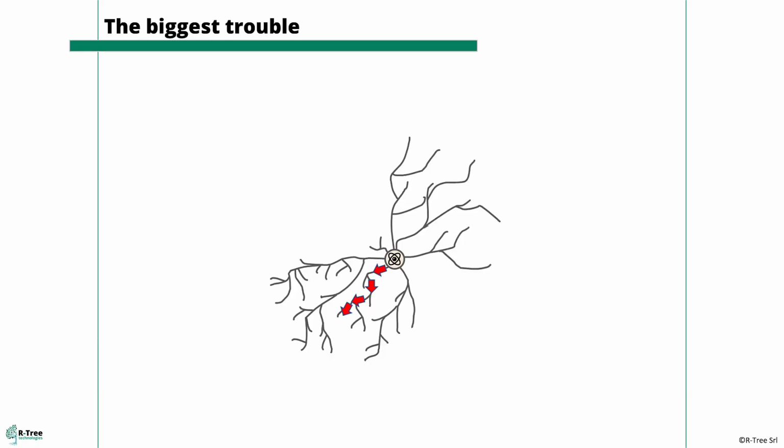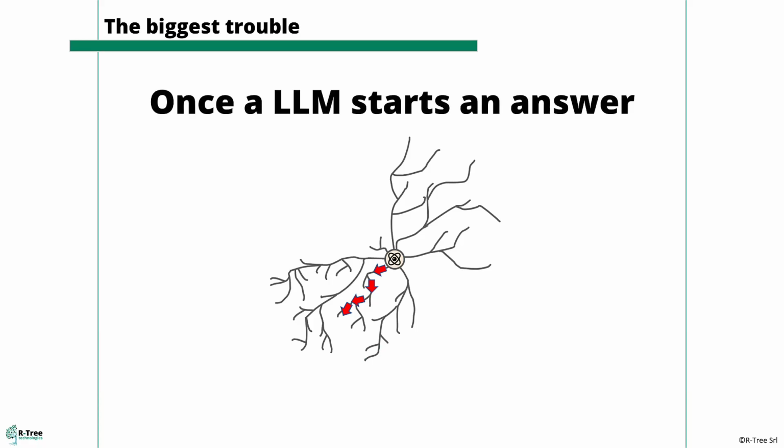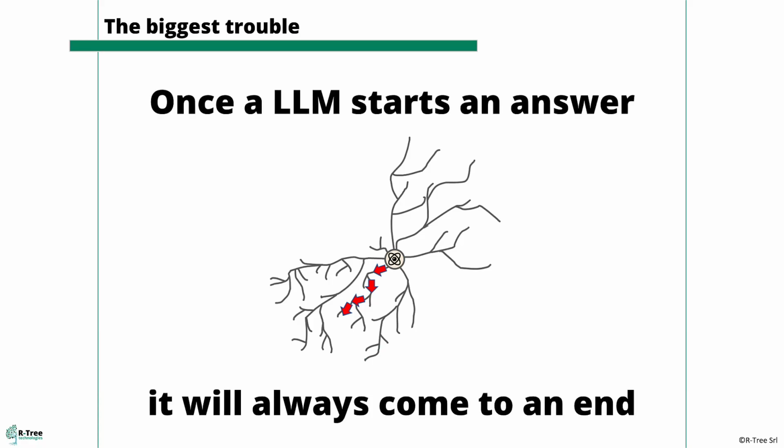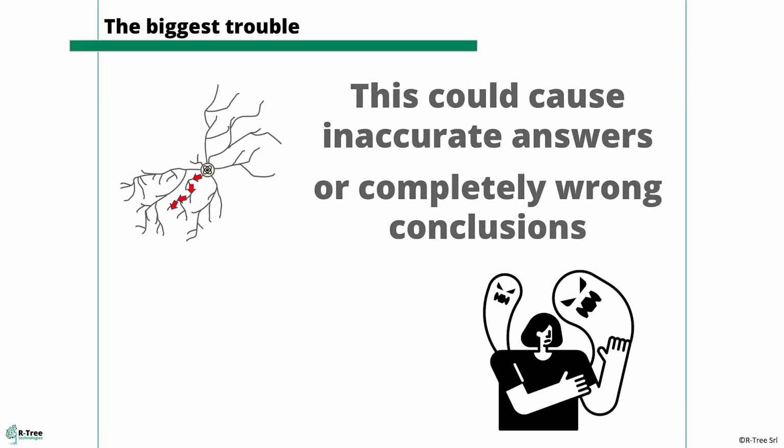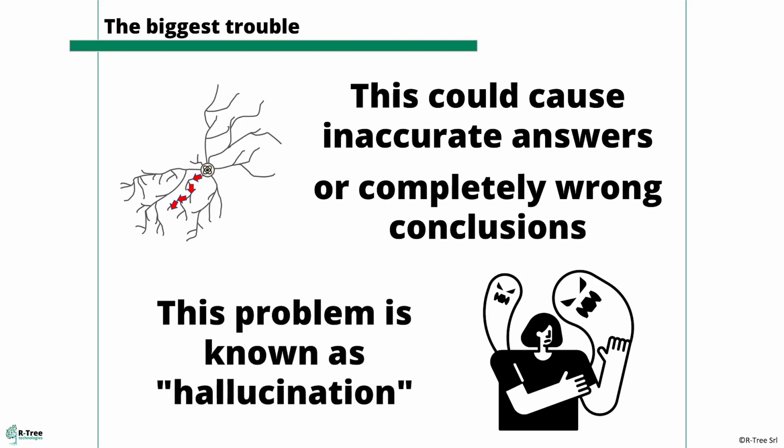We cannot overlook an important critical point of this technology. In fact, the biggest trouble for an LLM is that once it starts an answer, it will always come to an end. This could cause inaccurate answers or completely wrong conclusions. This problem is known as hallucination. How to mitigate this risk?